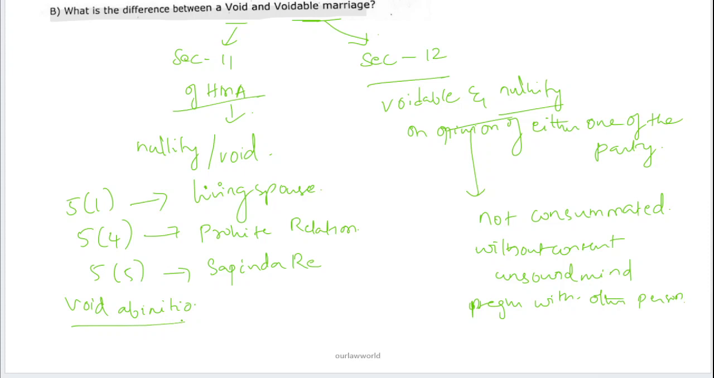Here no rights or liabilities arise from such a marriage because it is treated as void from the beginning. But in the case of a voidable marriage, the rights and liabilities subsist till the decree is passed by the court. So this is the main difference between void and voidable marriage.